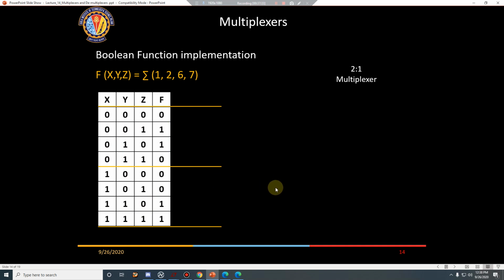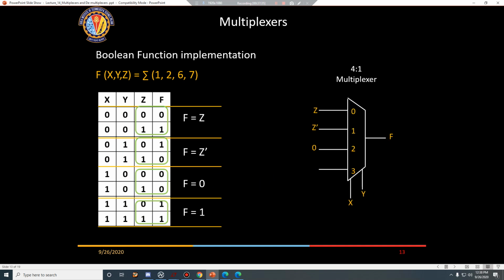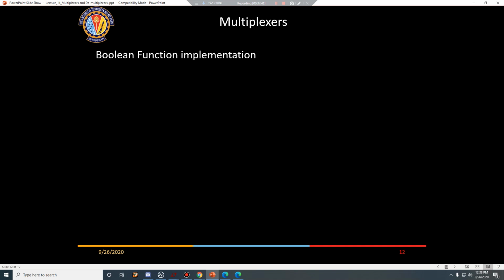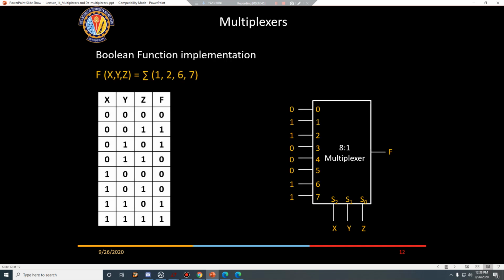Okay, let me explain a small trick of how it is to be done. Although I thought I would do it in the tutorial, some of you won't be attending my tutorial, so let me give you an expression. If you write an expression for f in terms of x, y, z from the minterms 1, 2, 6, 7, I can write F as x bar, y bar, z bar and so on. So I can write an expression.